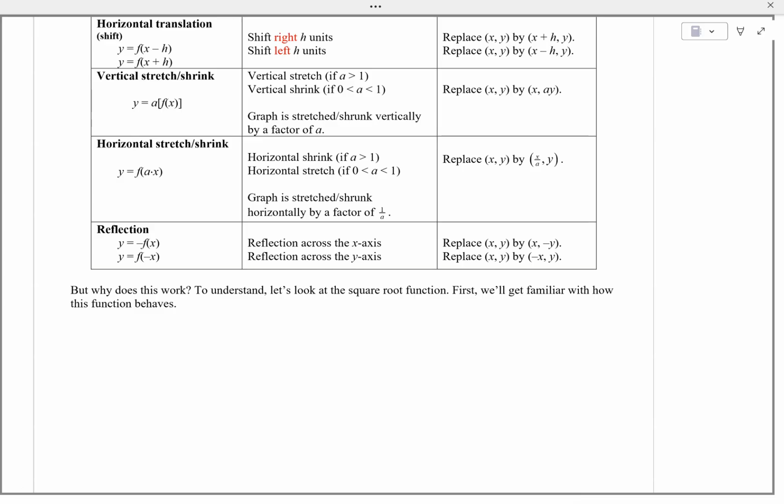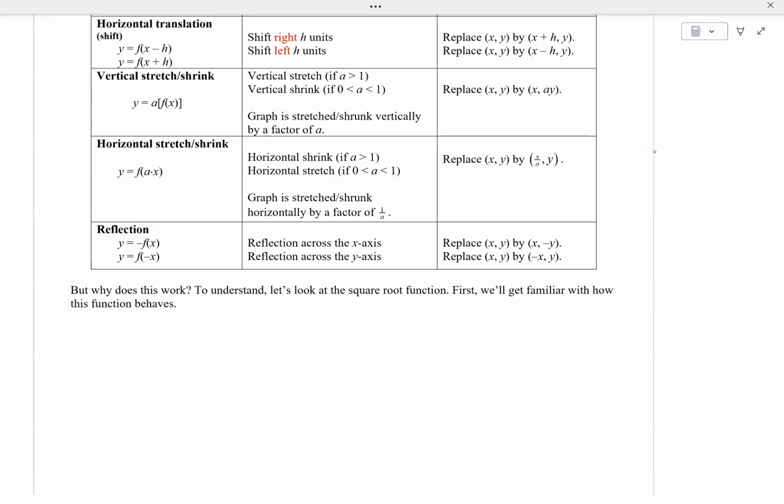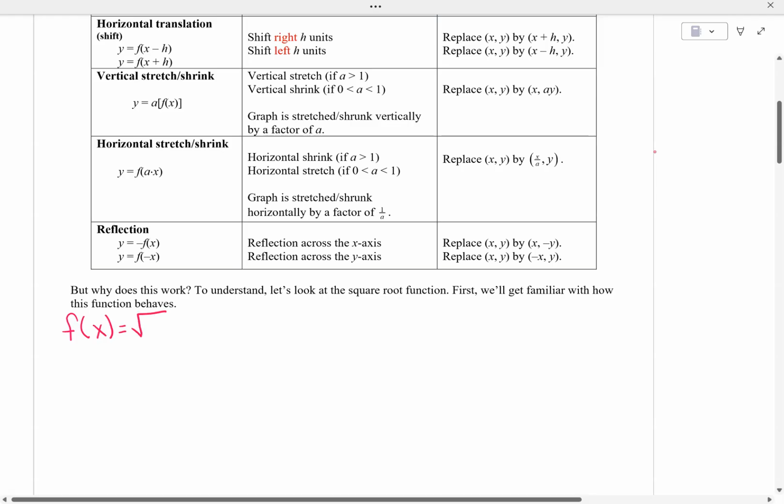So why does this work? Why does the graph do what it does? So I'm gonna attempt to show you by the square root function. However, before we get started, we have to talk about things about the square root function because I need to make sure that we're all squared away with the square root function. So the first things first, it's f of x equals the square root of x, okay?